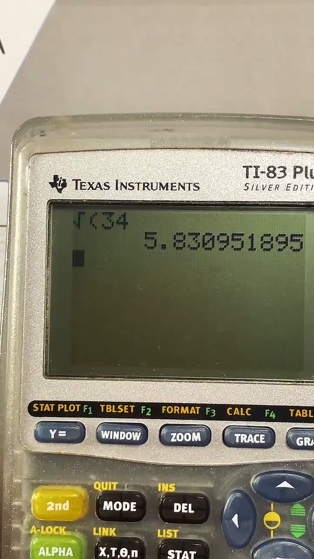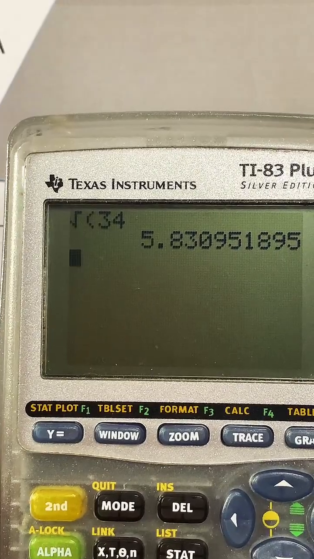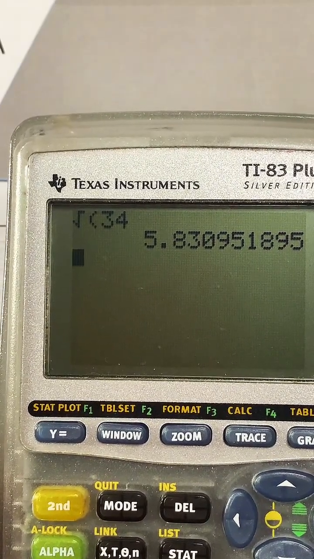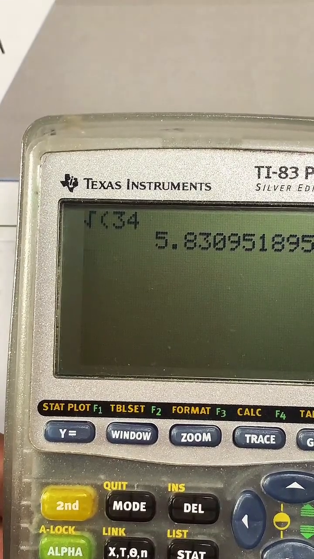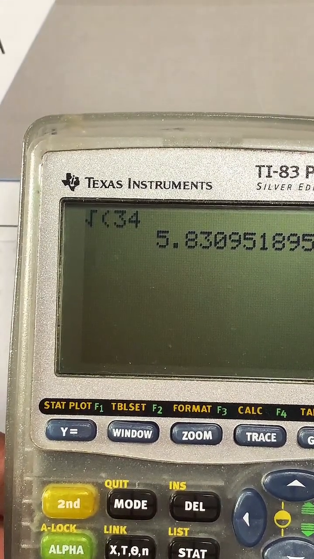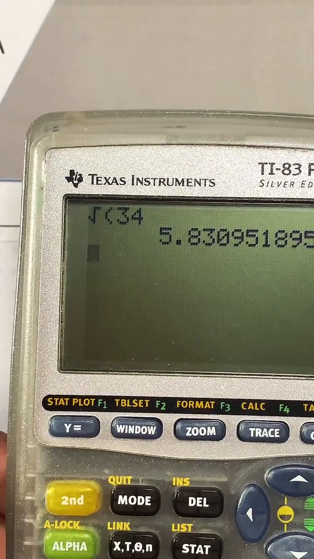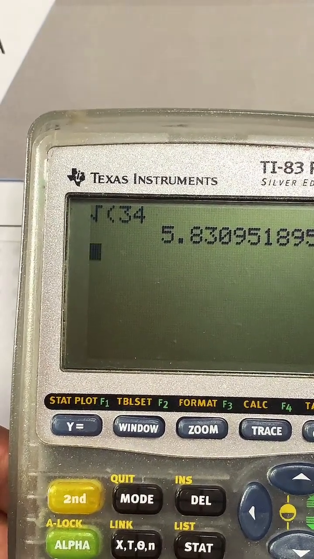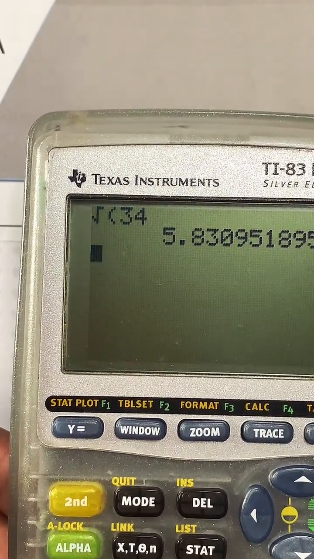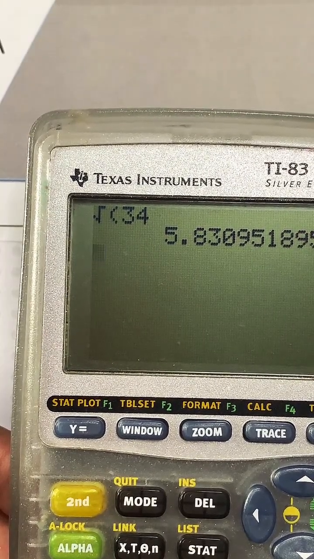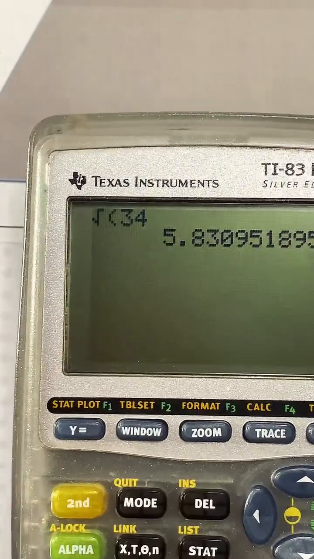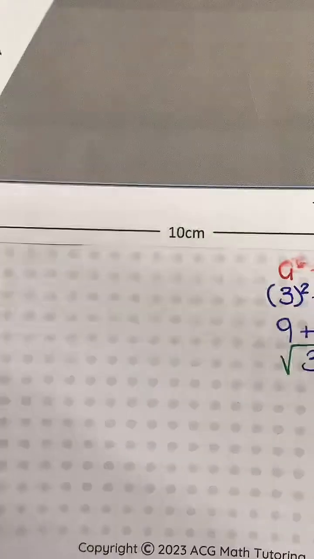Yes, 5.8, good. Don't round it to the whole number, guys. Keep it as 1 decimal place. Not a whole number, 1 decimal place. There we go, 5.8, good.